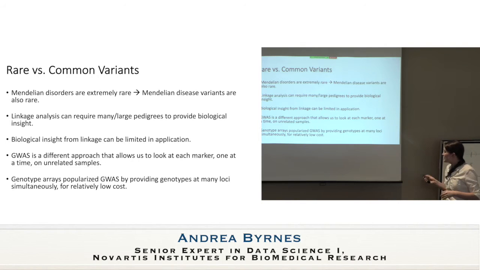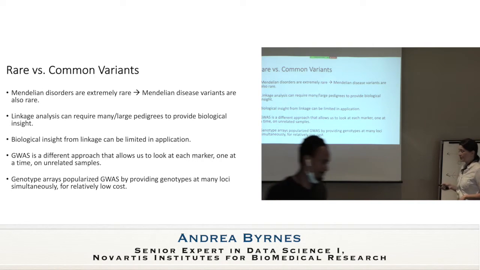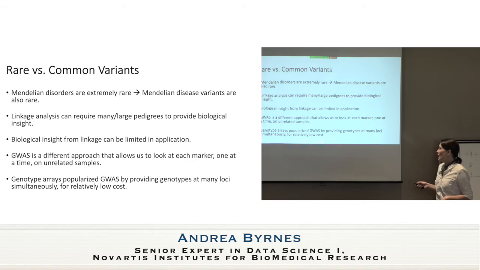So it's maybe worth it to start talking about the spectrum of allele frequency here. This is absolutely a continuum and not an either or sort of situation, but in general, we do talk about common versus rare variants quite a bit in the field. So Mendelian disorders are really rare. So consequently, Mendelian disease variants are also rare.